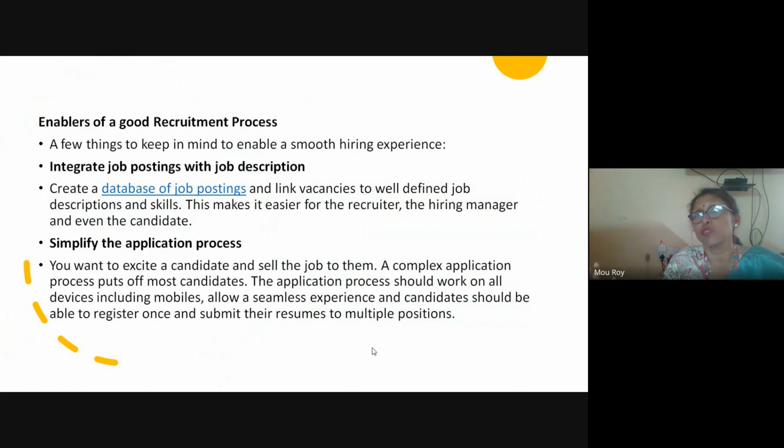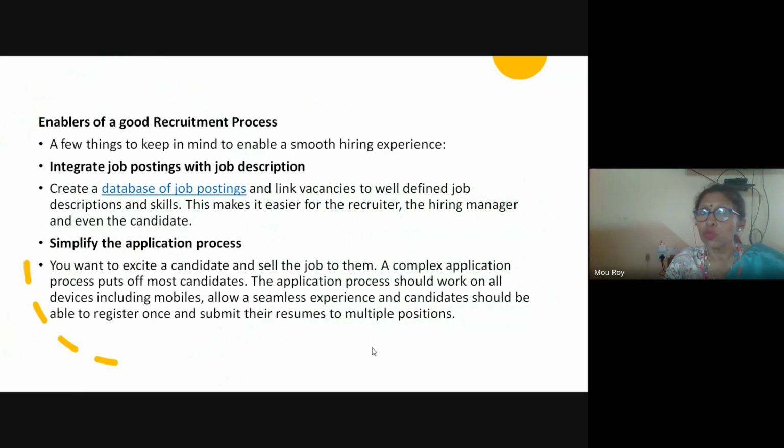Advertisements cost a lot, especially when given in newspapers. But sometimes on the website, they give everything in detail: what the job description is, the requirements of the position besides qualifications and experience, and what you need to perform. So organizations create a database of job postings and link vacancies to well-defined job descriptions and the skills.